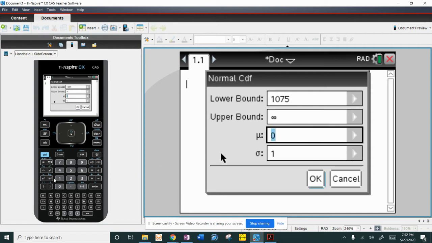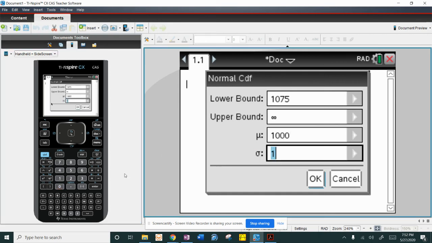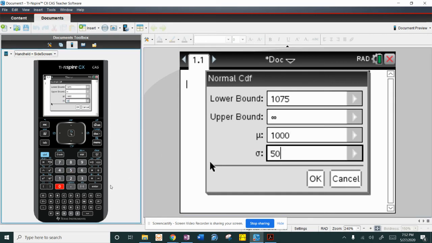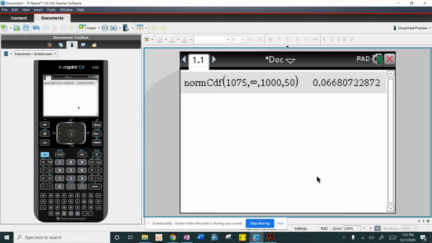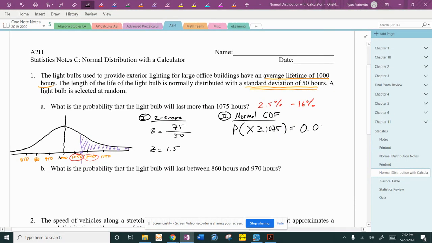Our mean was 1,000, and our standard deviation was 50. And fill that in. And there it tells me the probability is 0.0668, which is 6.68% of the data, which looks like what it fits in that range that we thought it would.